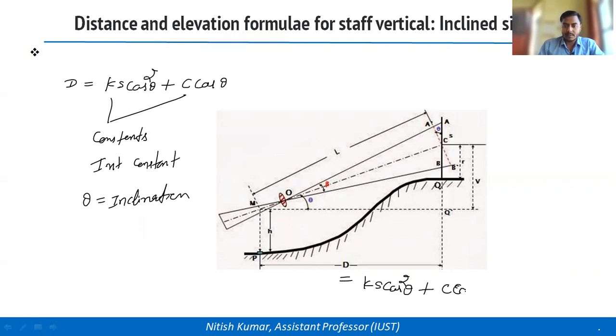And the vertical distance we have also derived, that is V is equal to K S sine 2 theta divided by 2 plus C sine theta, right? When there is a declination with the angle theta, you can replace theta with minus theta and you will get the formula. So in case of declination, cos theta is equal to cos minus theta, so D will not change, but V will change. V will become minus V. Okay. And I also discussed how we can calculate the elevation of Q if the elevation of P is given, right?